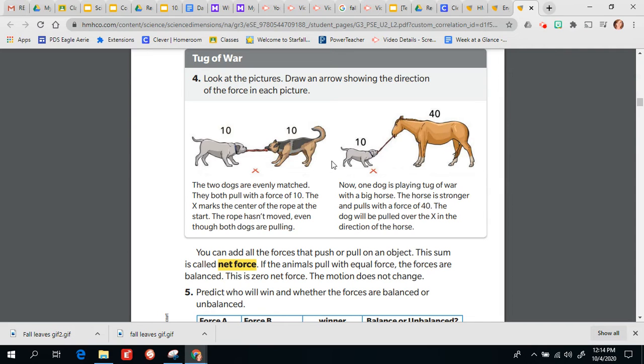Now let's look at the picture of the horse and the dog playing tug of war. And read right here underneath. Now, one dog is playing tug of war with a big horse. The horse is stronger and pulls with a force of 40. The dog will be pulled over the X in the direction of the horse.